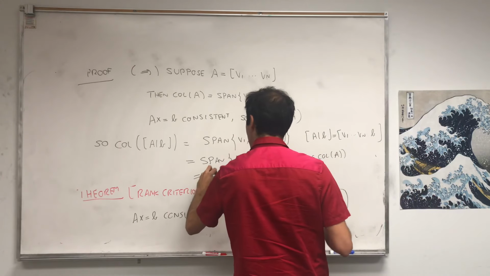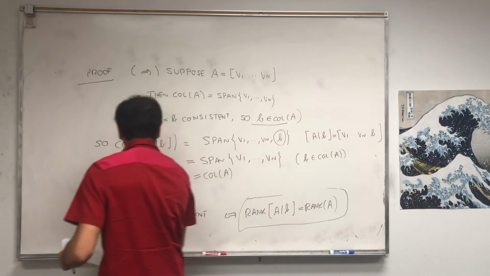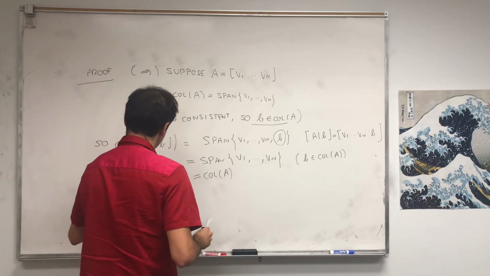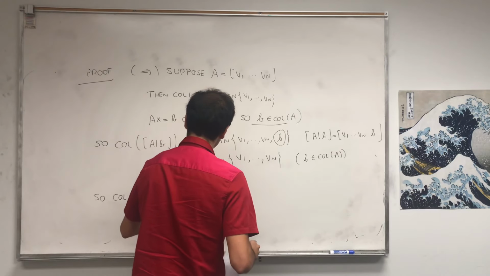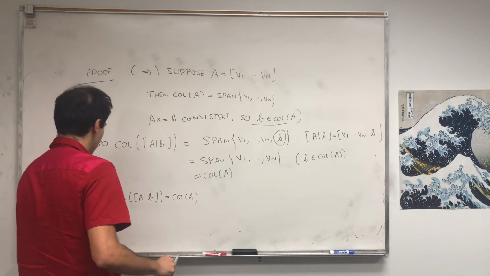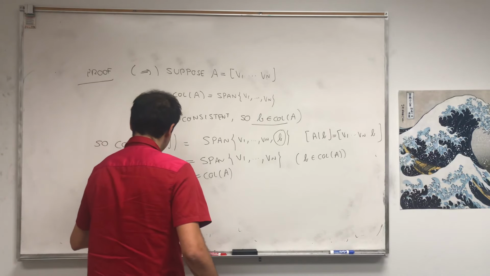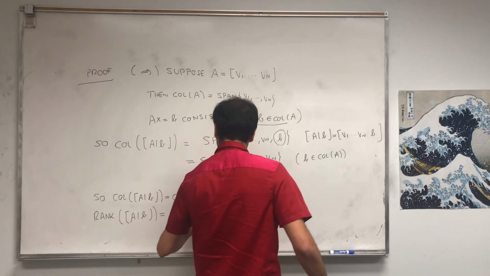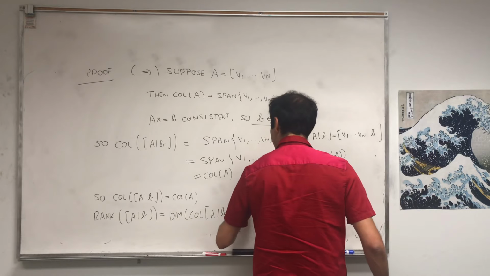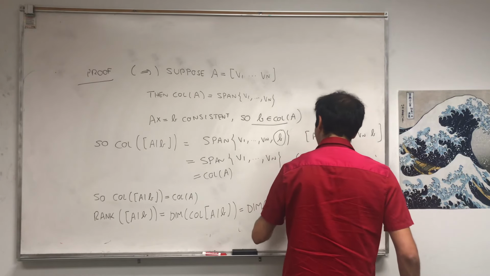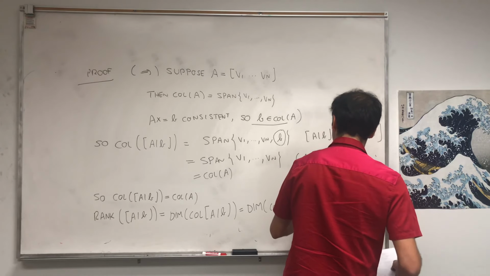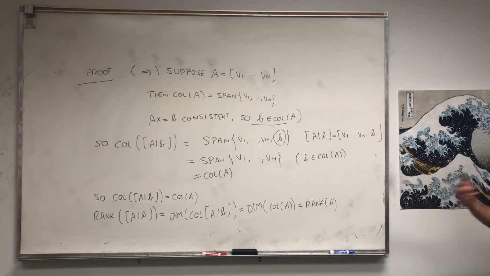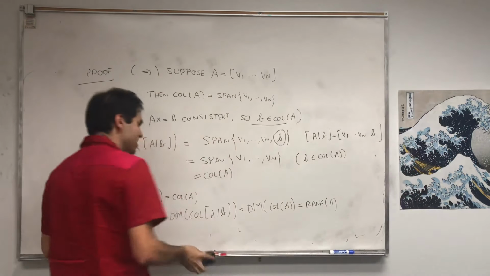But that's just the column space of A. And therefore, the two column spaces are the same. The column space of [A, b] is the column space of A. So now just take the dimension: the rank of [A, b] equals the dimension of the column space of [A, b], which is the dimension, again, those two are the same, of the column space of A. And that's the rank of A. All right, that's one direction. And now let's do the other direction.